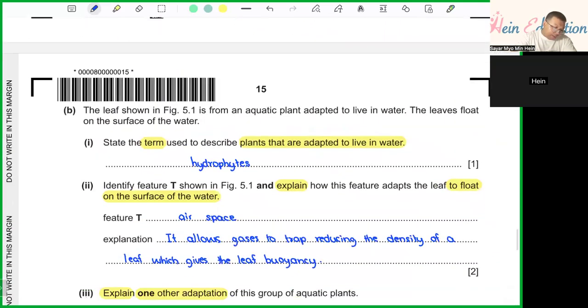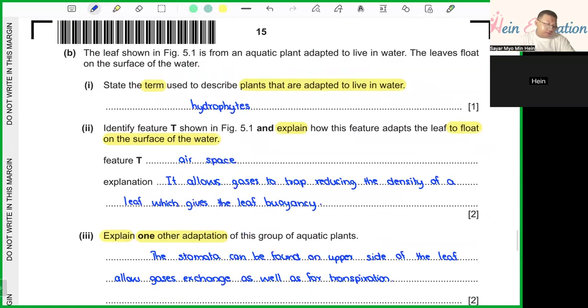And then question number B. So the leaf shown in figure 5.1 is from an aquatic plant. And for number B1, state the term used to describe plants that are adapted to live in water.